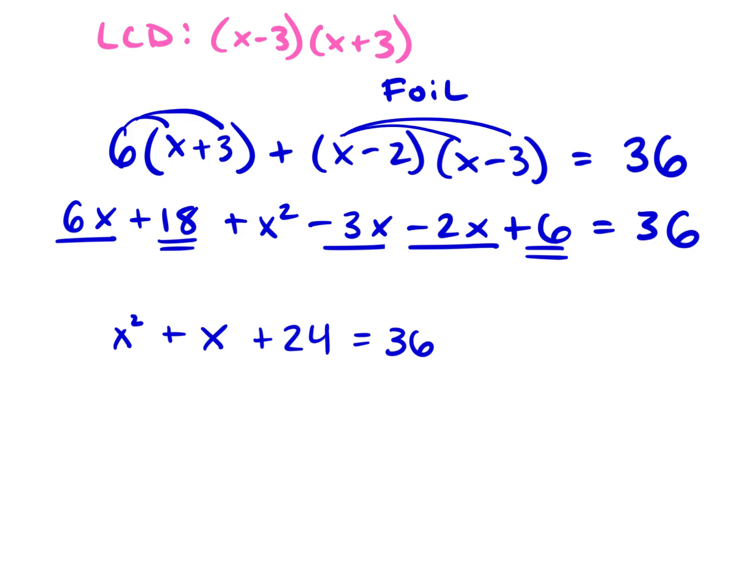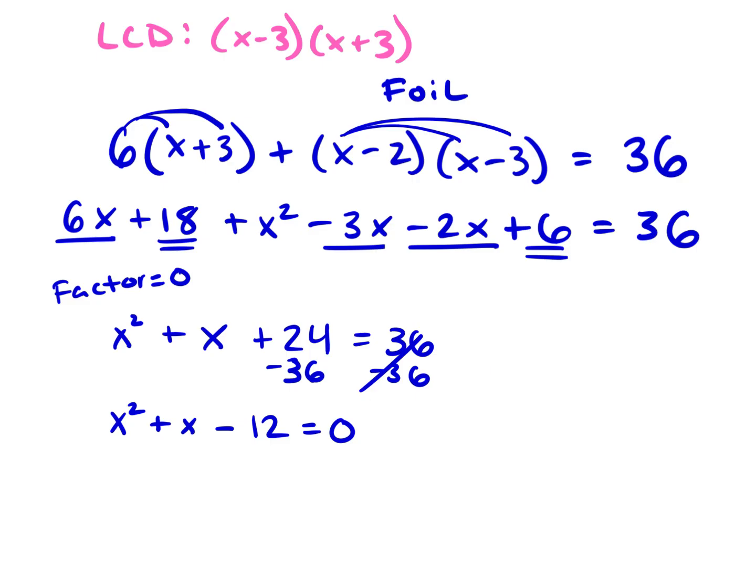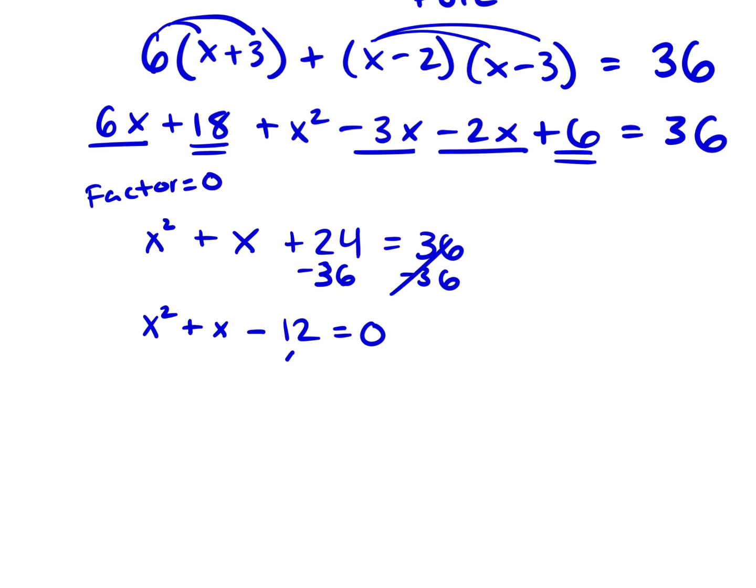If we have an x squared and an x, we know that we're going to have to factor. And if we're going to factor, we need it to be equal to 0. So let's subtract 36, move it to the other side. So x squared plus x minus 12 equals 0. From here, let's factor. What are two factors of negative 12 that add to 1? 4 and negative 3, perfect. So x plus 4 and x minus 3. So x equals what? Negative 4 and positive 3.